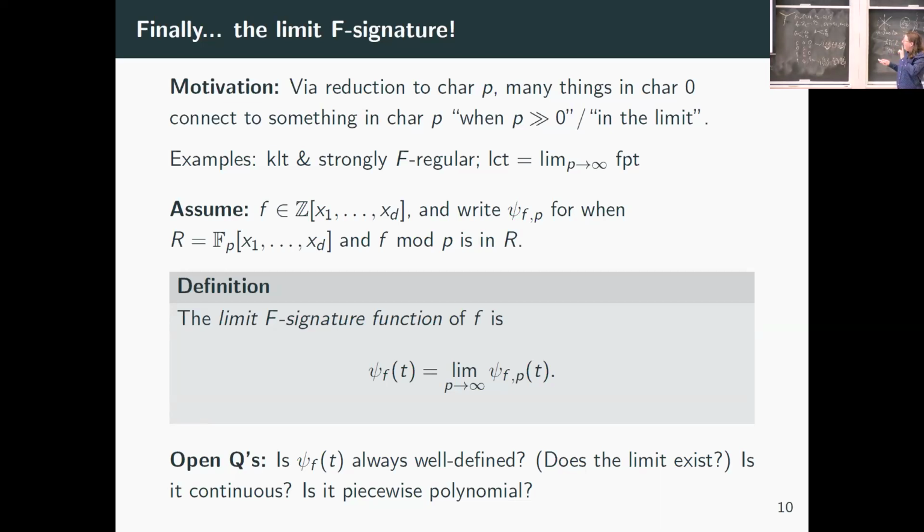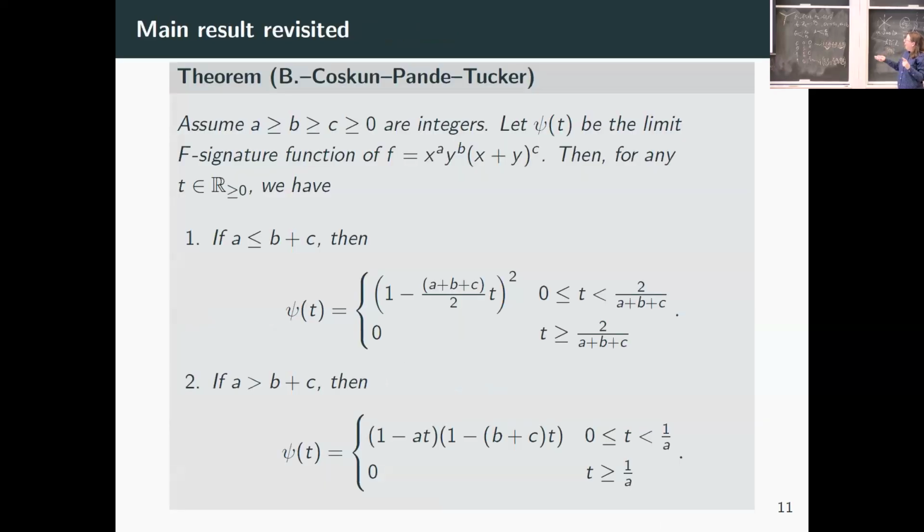And so this leads us back to our results. So the point is this limit F signature function. Okay, in general, I said this limit might not exist. Is the limit even continuous? What can we say here? So in this specific case, we can actually say something very specific, right? This limit did exist. It converged to something continuous and even piecewise polynomial.